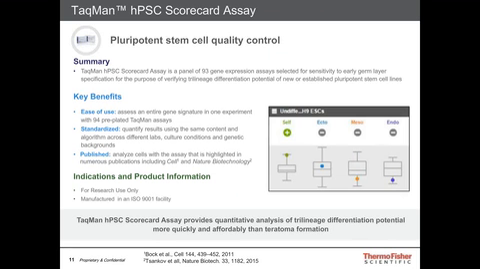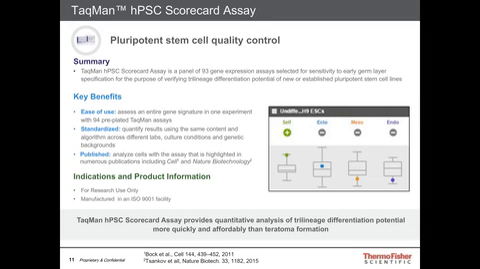Now I'll talk about the second assay, TaqMan PSC Scorecard. The assay contains 93 genes sensitive to early germ layer specification, including self-renewal, ectoderm, mesoderm, and endoderm, including controls. Together, the assay assesses trilineage differentiation potential of new or established pluripotent stem cell lines.